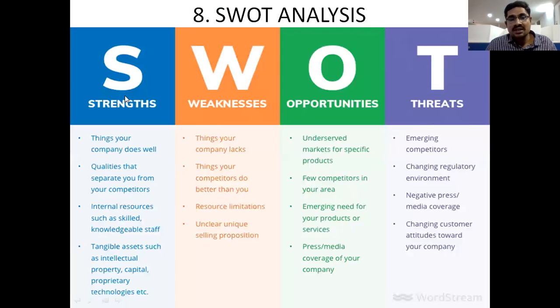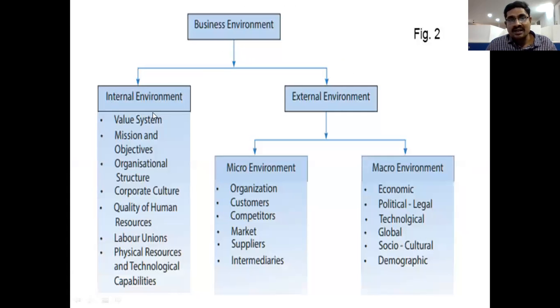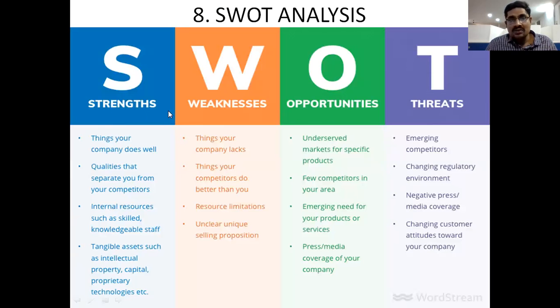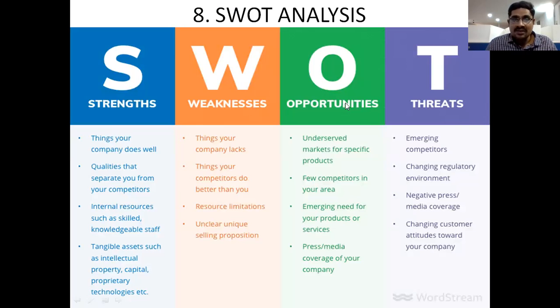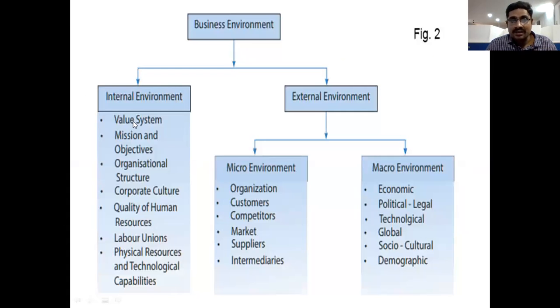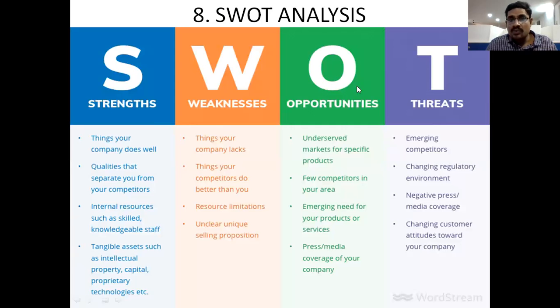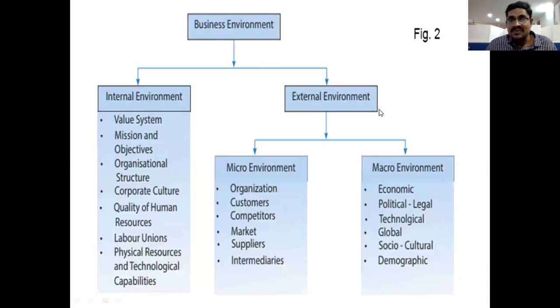So here, strength and weakness, opportunity and threat. The first two things, strengths and weaknesses, belong to the internal environment, internal environmental factors. Opportunity and threat, these two belong to the external environmental factors, right? Once again, I want to repeat: strengths and weaknesses are related to the internal environment, and opportunities and threats come from the external environment, right?